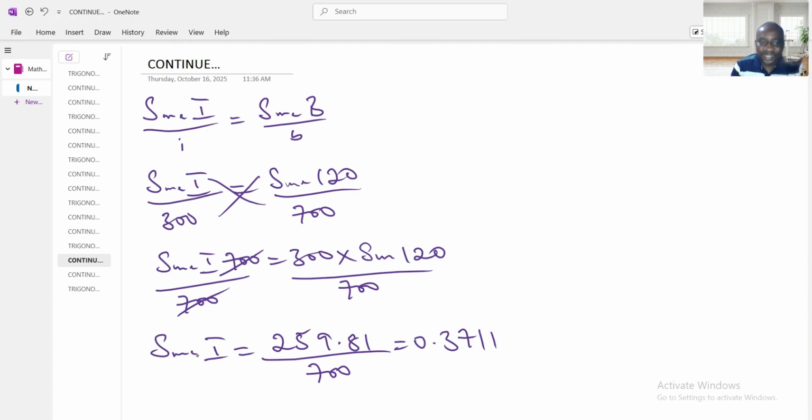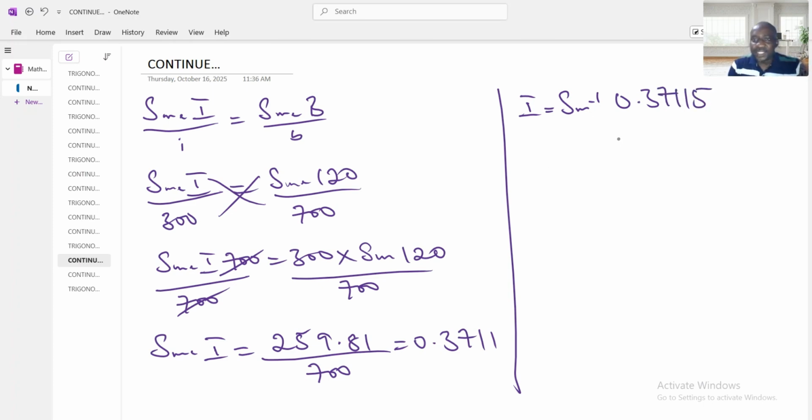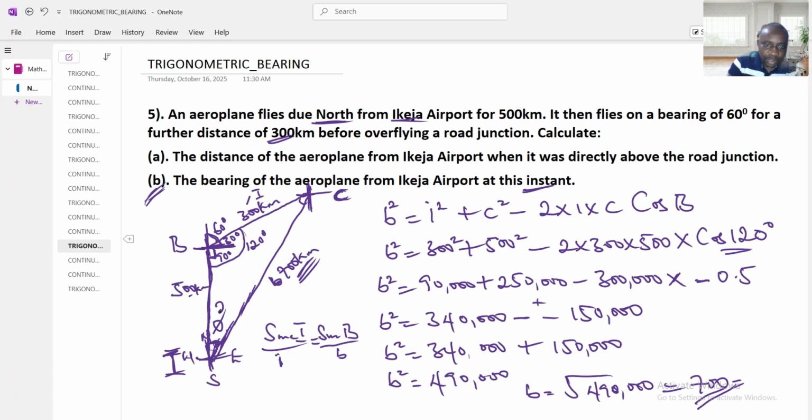Now the question says we should look for the angle. This is not the angle yet, because we still have the sine I. What you are going to press in your calculator: first press 0.3711, then press shift, and then press sine. It's going to give you your degree. Therefore, our I is 21.8 degrees. Our final answer is 21.8 degrees. That's the final answer for question B.